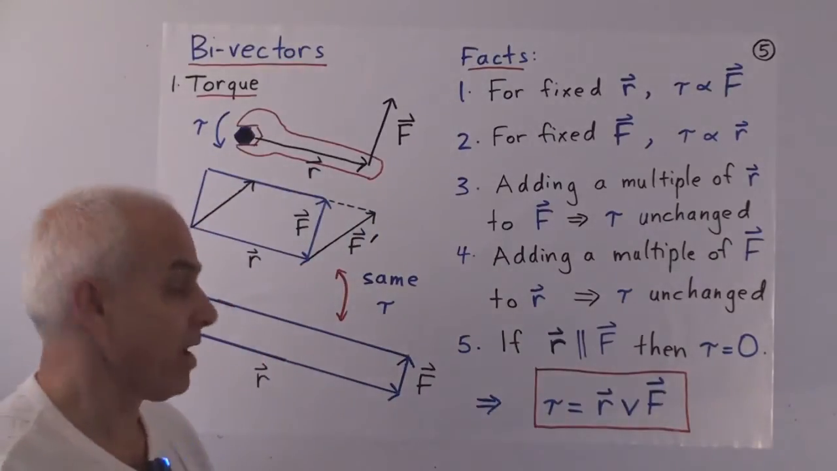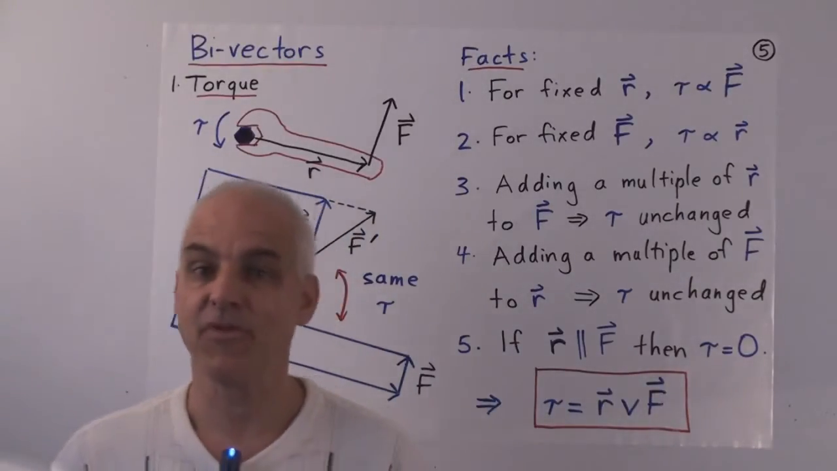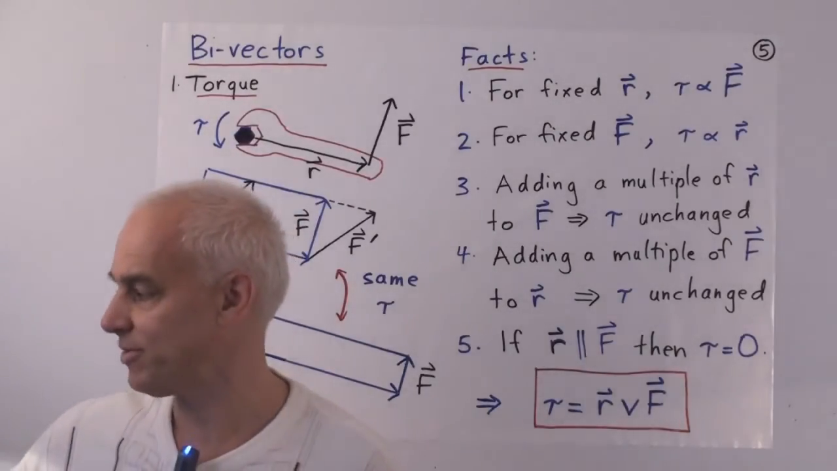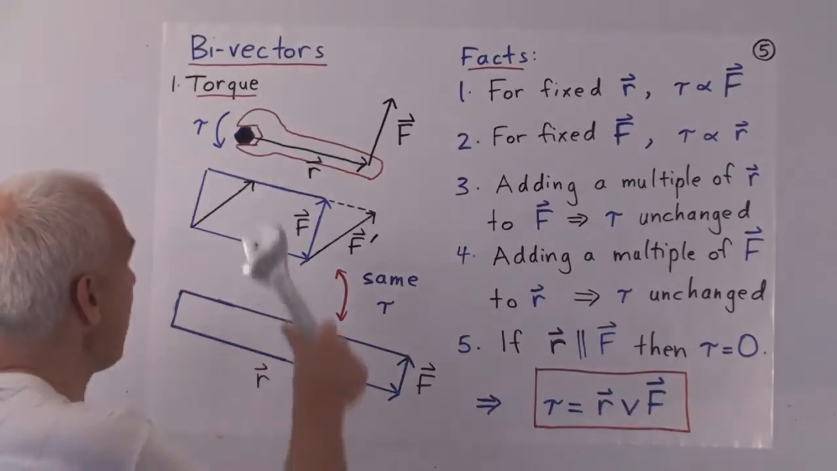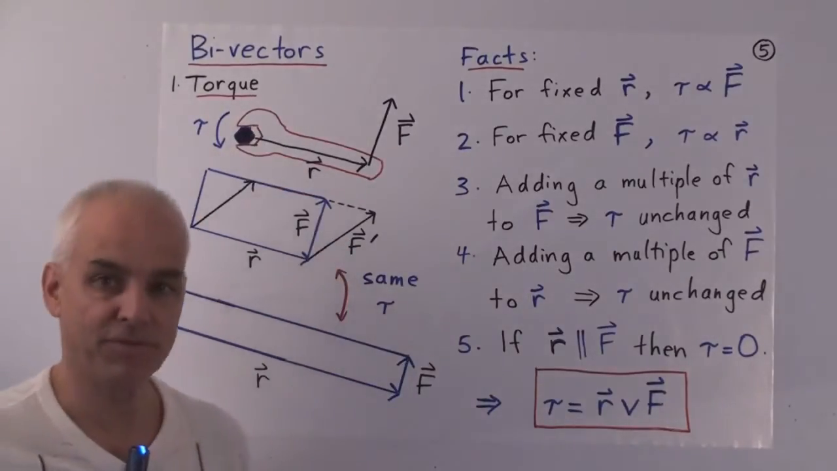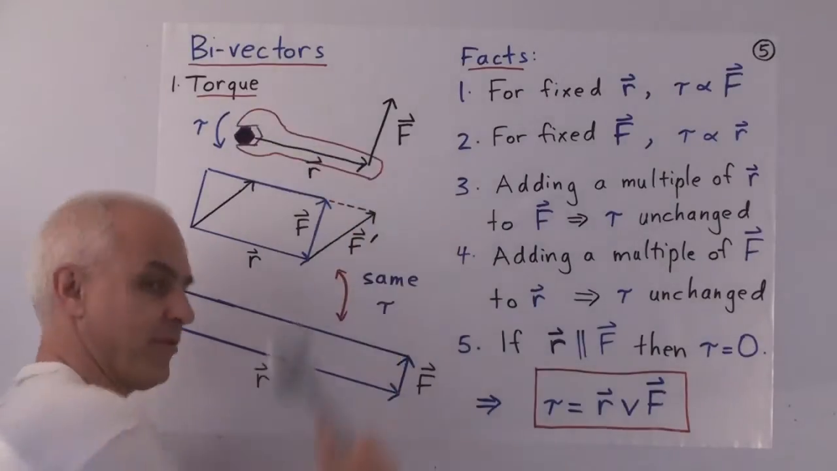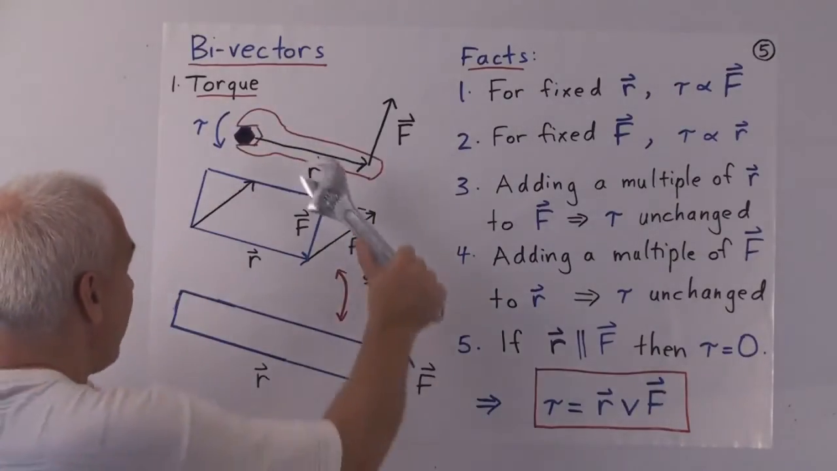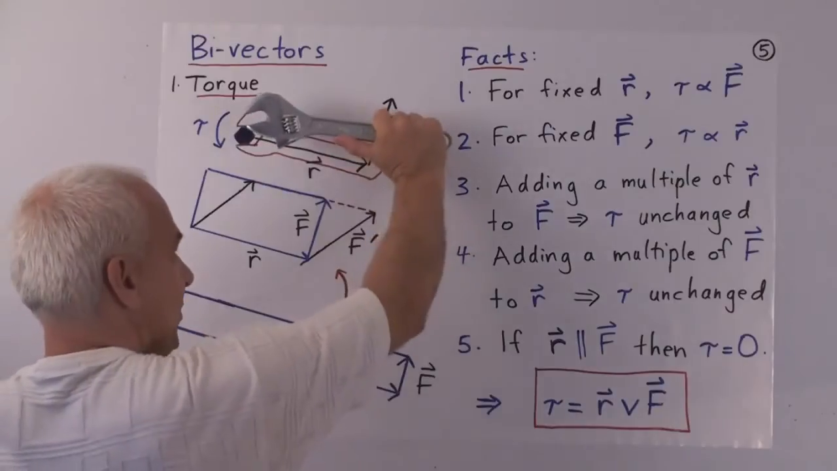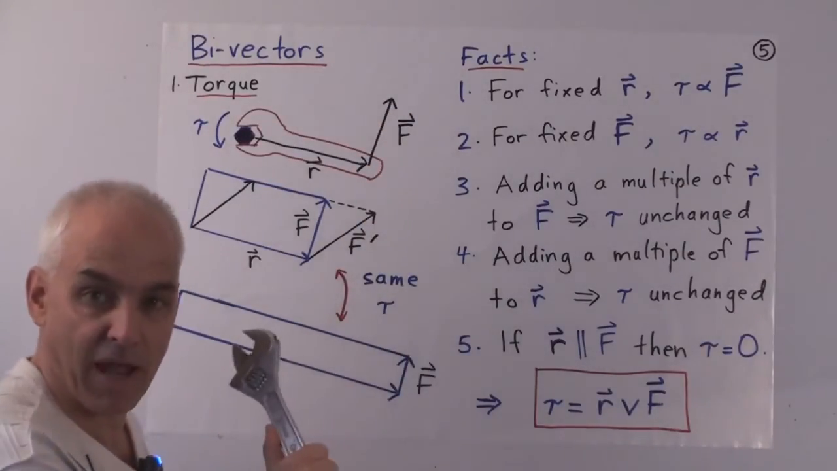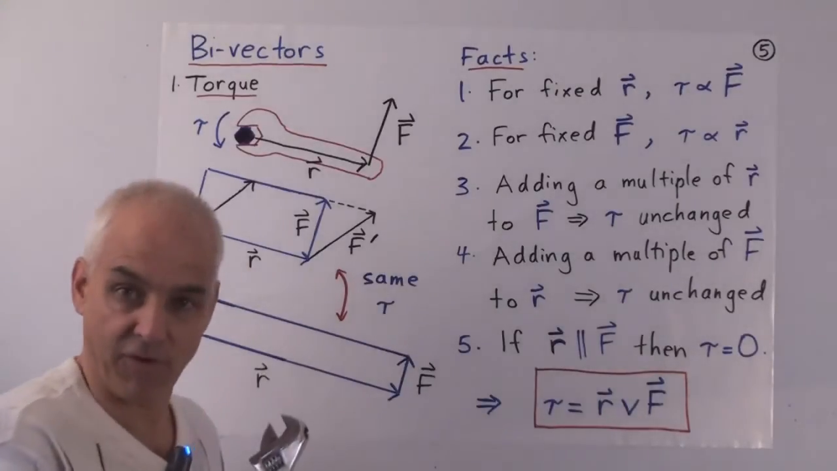A very simple example of a bivector is what happens when you try to undo a bolt using a wrench. Okay. So imagine there is a bolt, and we put our wrench on it, and then we have to undo it. So how do we do that? Well, of course, we have to apply a force. And if that bolt is on very tight, we're going to have to apply a very big force.